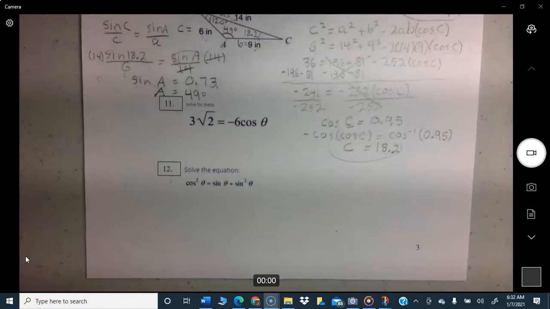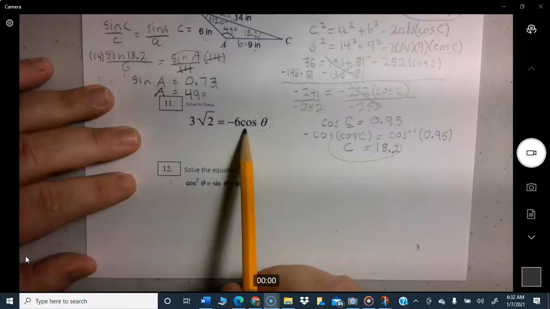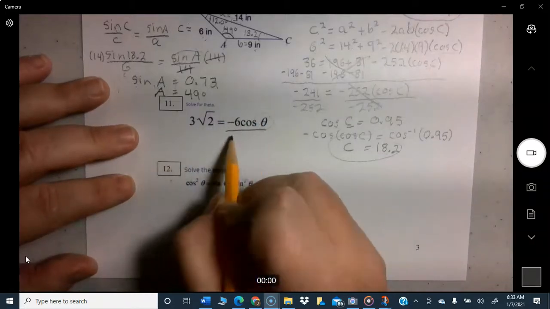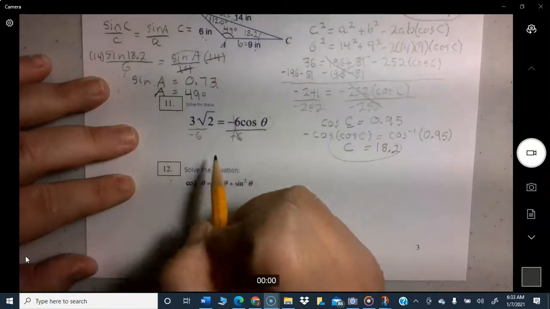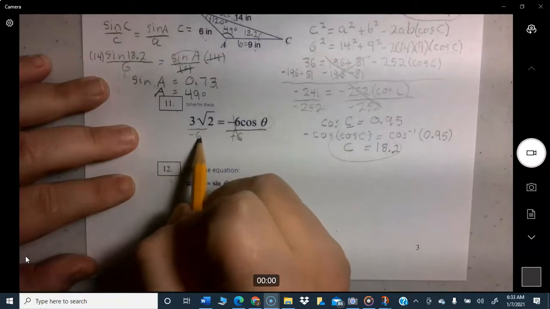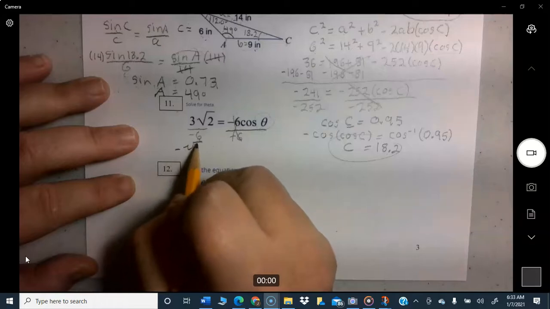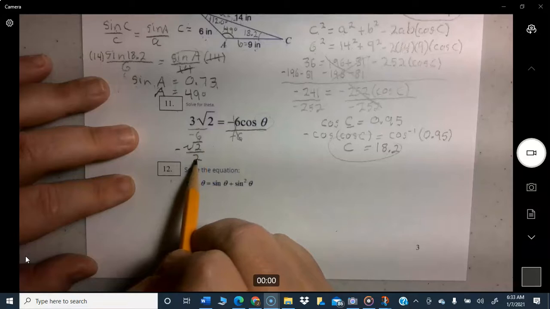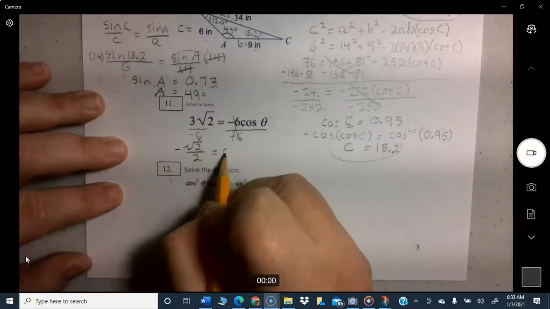All right. Okay, this one looks messy. You're trying to get to theta, so you've got to simplify all this so that you just get to theta. The first thing you're going to do is divide by -6. This cancels out, and 3 over 6 is 1/2, so you have a 2 on the bottom. So this is going to be negative square root of 2 over 2. That 3 over -6 just reduced down to a 2, with the negative sign put out there. And that equals cosine theta.